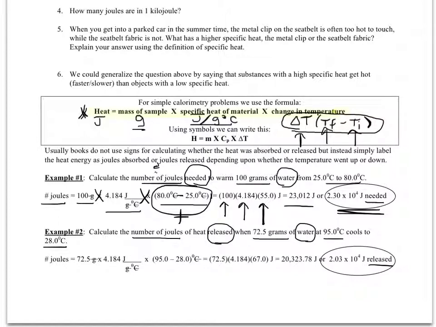So we just plug into our equation, right? We want to solve for the number of joules, in other words the heat. We put in our mass. We put in our specific heat of water, that's always going to be 4.184. And then we plug in our change in temperature, our bigger number minus our smaller number. For order of operations to be correct, get the right answer, I got to do this subtraction first. So 95 minus 28 gives me 67.